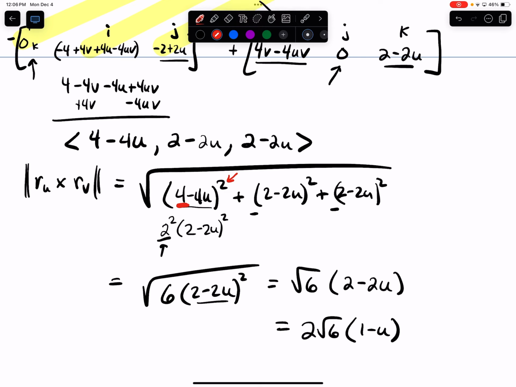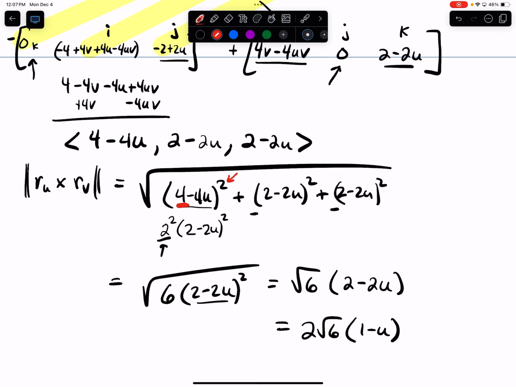It is a little confusing. I mean, I get it. Look, 4 minus 4u times 4 minus 4u, right? That's the thing squared. So I pull a 2 out here, and then pull another 2 out there. So that's why it's 4. Makes sense? Yeah, it's not easy to do.